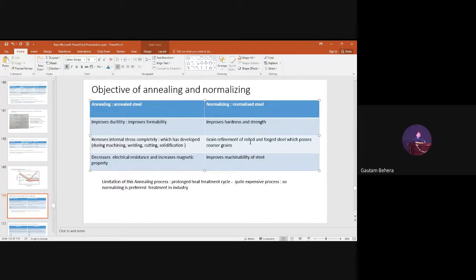So you understand, in normalizing we are doing air cooling. Air cooling means it is a very fast rate of cooling. So grains are not becoming coarser. They remain finer grain. So finer grain has high strength. And you understand why finer grain material has high strength.